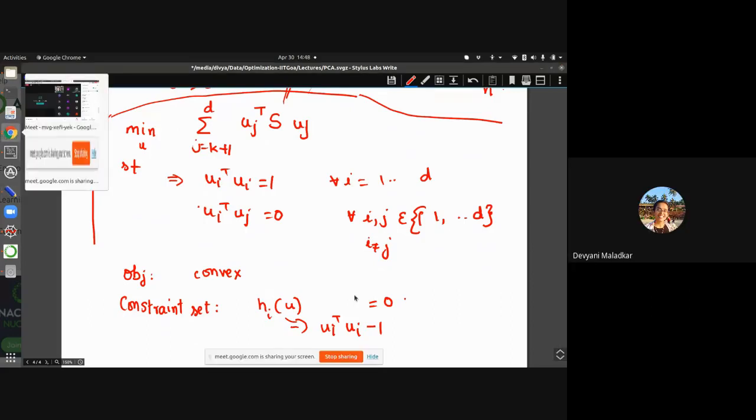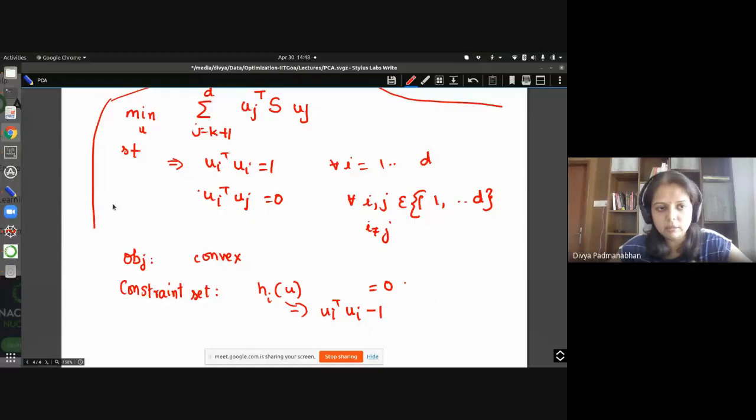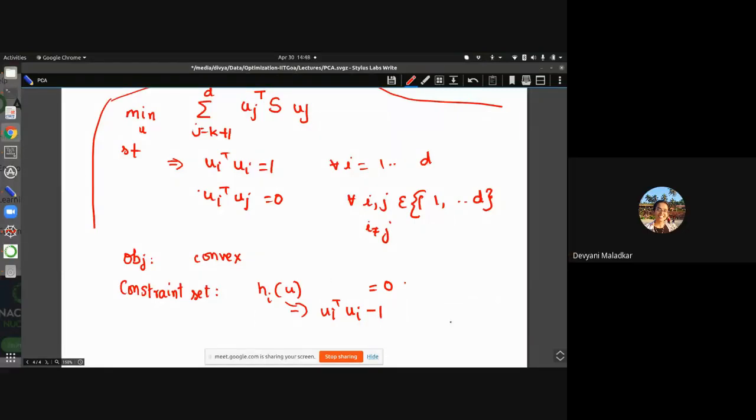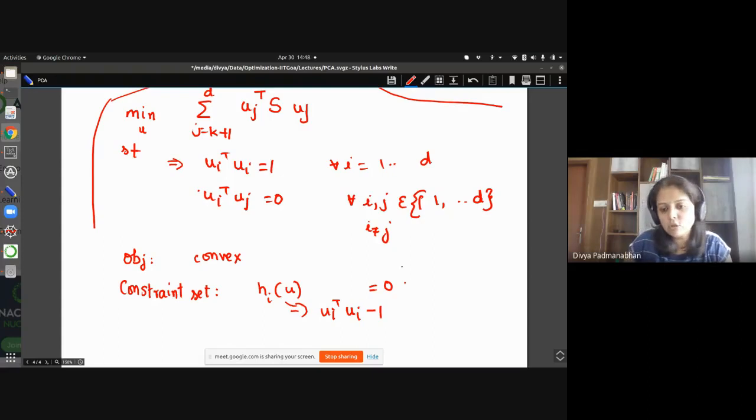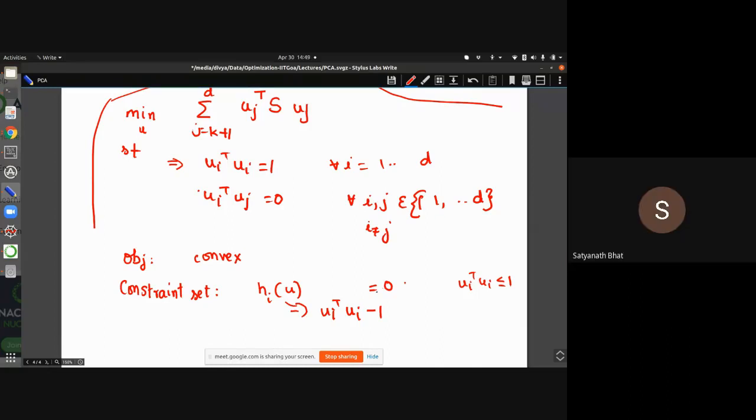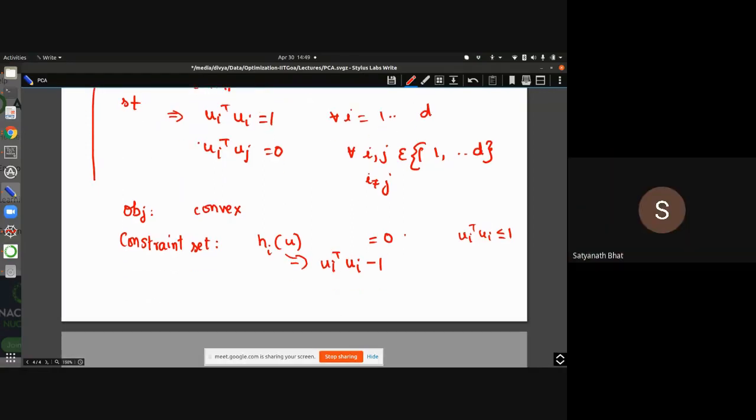Yes, ma'am, it's a norm. Yes, norms are convex. But one thing is, when you have hi of u equal to 0, if it is anything non-linear, then it's not going to be convex. So if you had something like ui transpose ui less than or equal to 1, then this constraint would contribute to a convex space. If you draw it for x and y, for 2 dimensions, that becomes a circle, right?